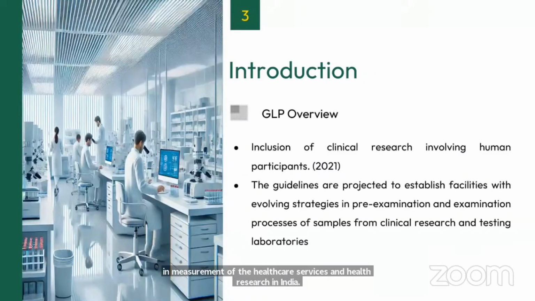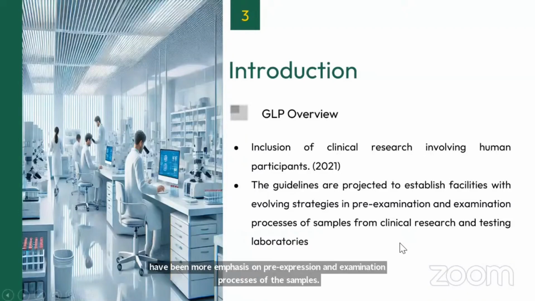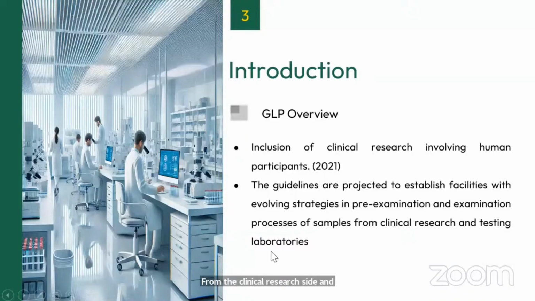So coming to the overview now, as I have mentioned, this is the second edition of this document, and the first edition of the GCLP guidelines was in 2008. Now, what things have changed in the second edition? If you see the first GCLP document in 2008, clinical research laboratories were not included in those guidelines. In this new guideline of 2021, clinical research laboratories are also included, and there is also more emphasis on the pre-examination and examination processes of the samples, from the clinical research side and the testing laboratories side. That is the new addition in this document of 2021.